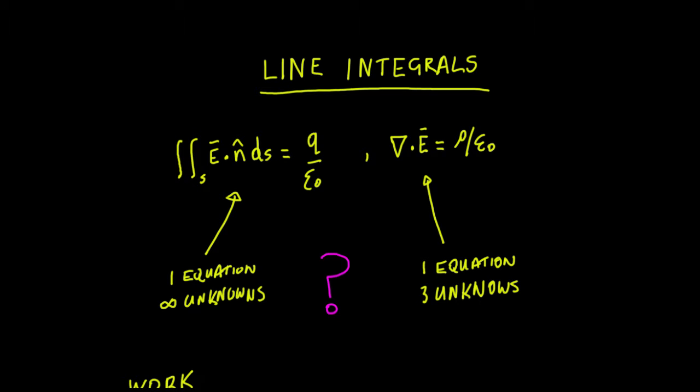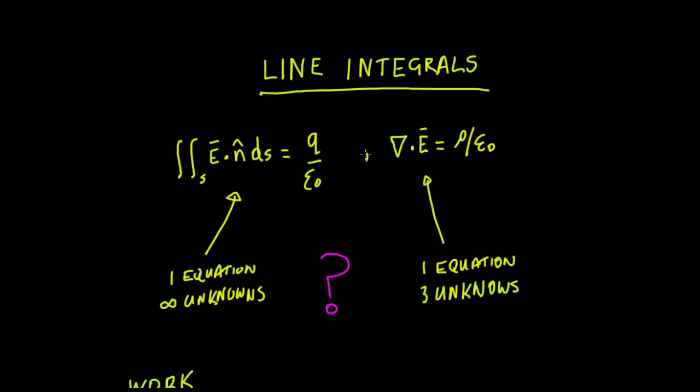In this video we're going to start looking at line integrals. Now, just to recap, the question that we've asked, and it's been a theme throughout the previous videos, is: given some random charge distribution, how can we find the electric field? So we did come up with Gauss's law, which tells us the flux of the field over a surface is equal to the total charge divided by epsilon naught.